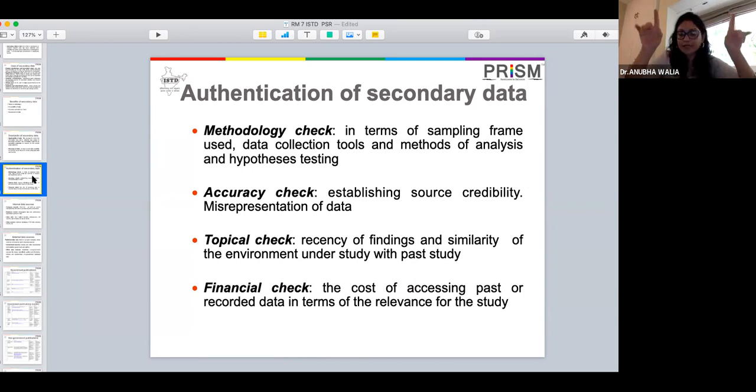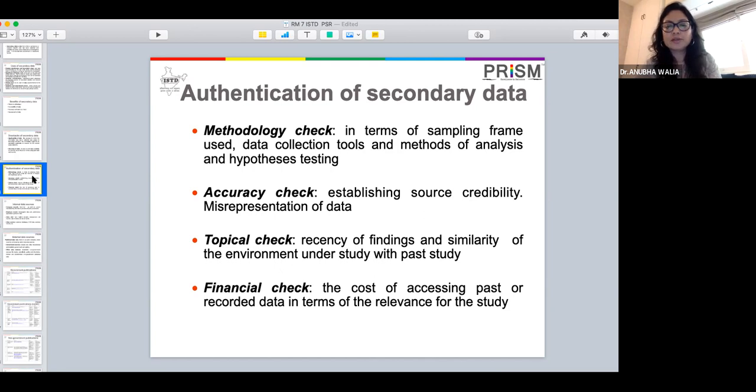And sampling frame, in the last class, I talked about the sampling unit, sampling frame. Sometimes it becomes very challenging, and the entire frame becomes very important in our population, which one we are picking and how we can use it for the analysis purpose. And accuracy check, again, the credibility of the data, the sources, and sometimes misrepresentation of data also happens. So that's why it's really important.